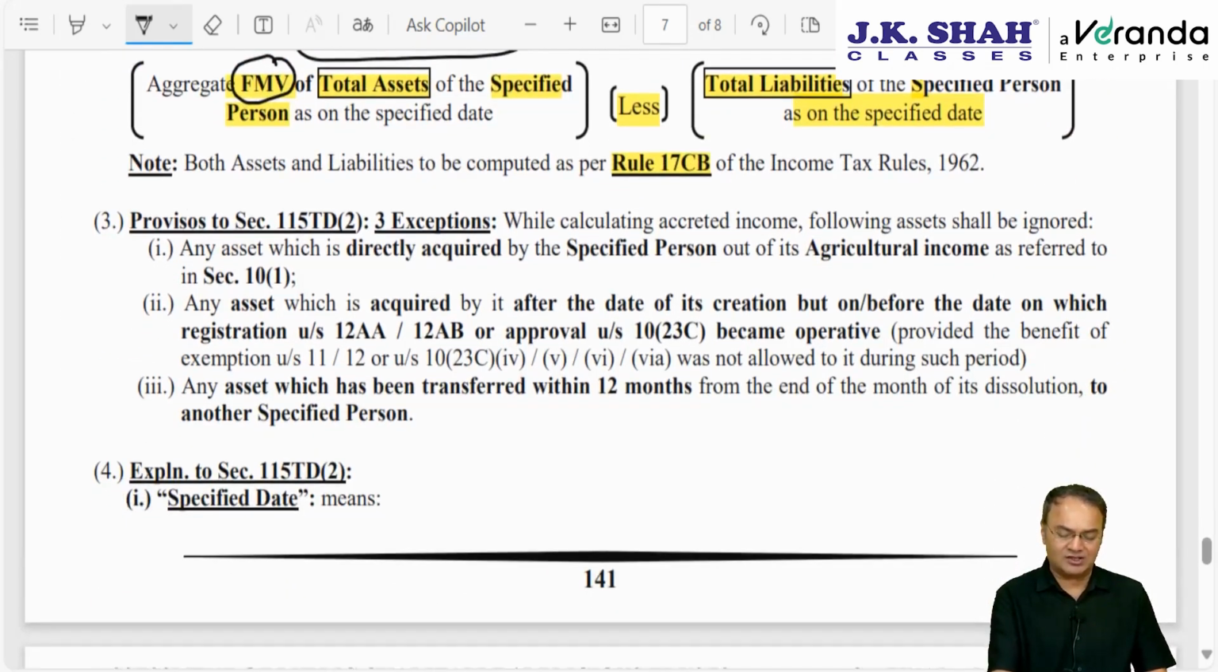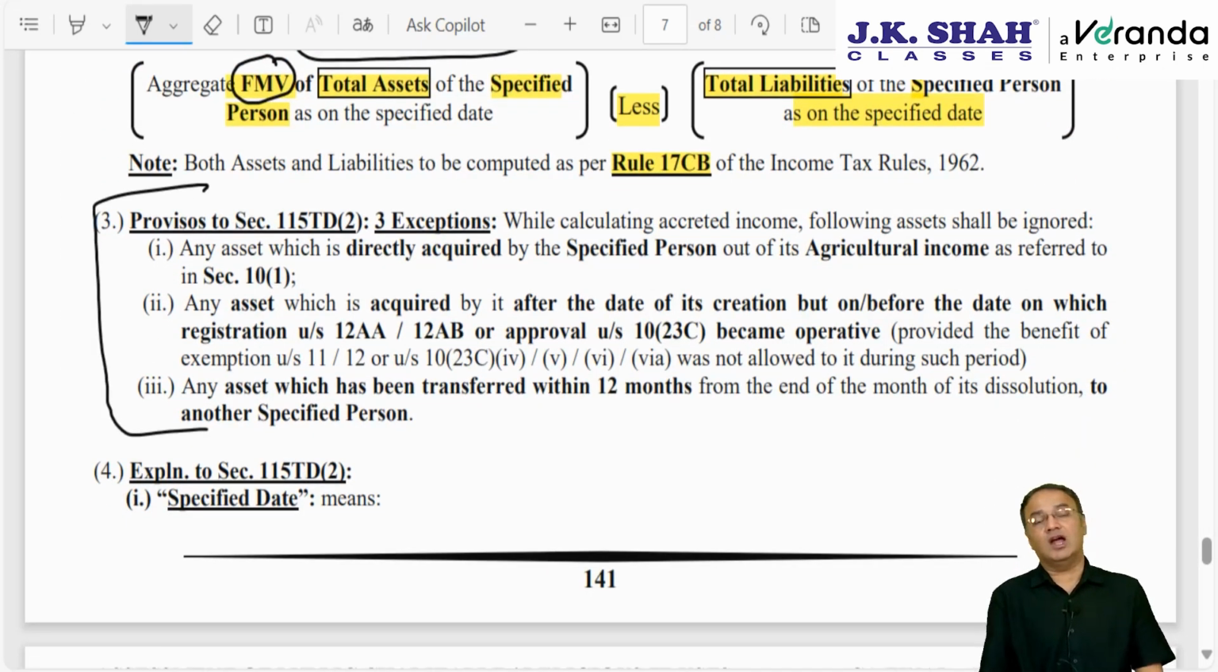However, there are 3 exceptions given here, that these 3 assets shall be excluded from the list of assets or shall be reduced from the amount of accreted income. Accreted income is nothing but net worth. We don't use the word net worth for a reason: a trust is not a commercial entity. For a commercial entity we use the words net worth, profit, loss. Here we use the language deficit, surplus. We say accreted income. 3 exceptions.